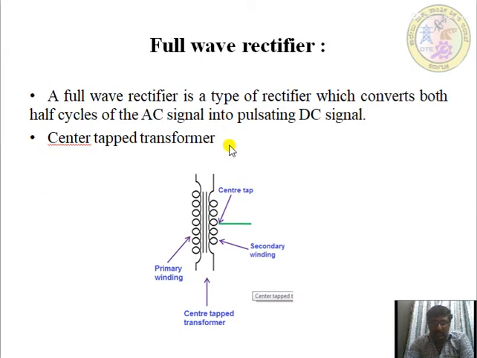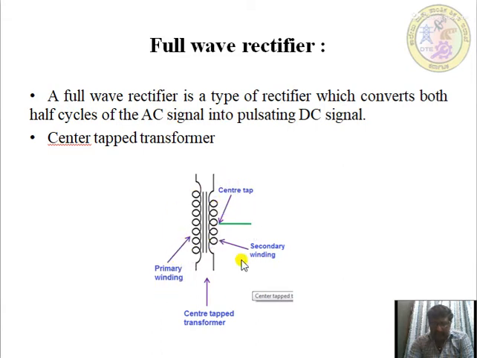Next, the full wave rectifier. Full wave rectifiers are divided into two types, center tapped as well as bridge rectifier. Depending upon the transformer, it is represented as a center tapped transformer. First we will discuss the center tapped transformer.